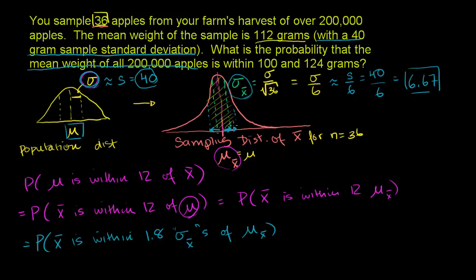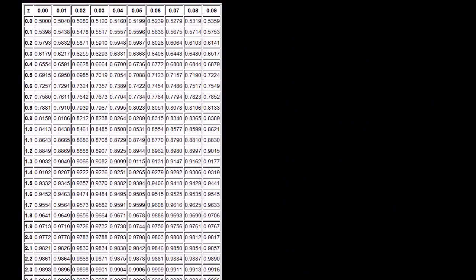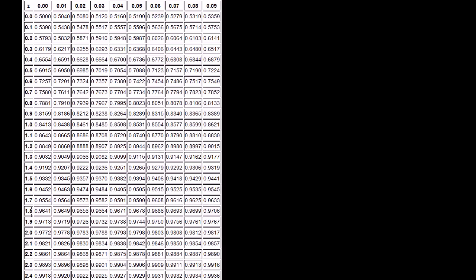And to figure this out, I'm going to use our z-table to figure out essentially this space over here. Just what's the probability of being 1.8 above it, and then we can just double it because the normal distribution is symmetric. So let's go to our z-table. What's the probability of being between the mean and 1.8 standard deviations above the mean? If you just go straight to your z-table, 1.80 is this right over here.